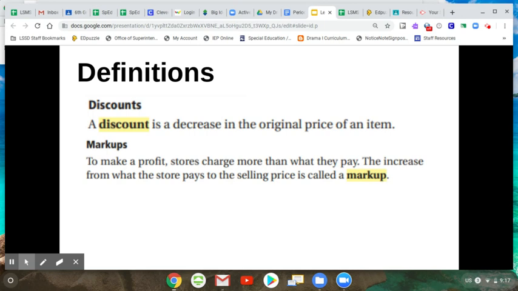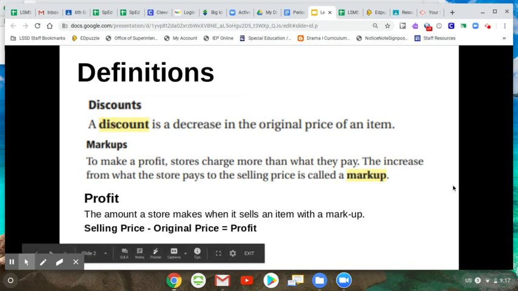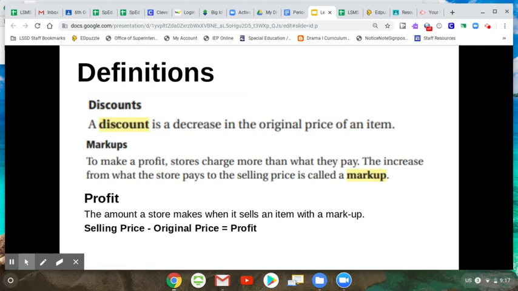Markup is the next one. A markup is to make a profit, stores charge more than what they pay. So that increase from what the store pays to the selling price is called the markup. And finally, profit. And the profit is just the amount the store makes when it sells an item with that markup. So let's go ahead and try a problem out.